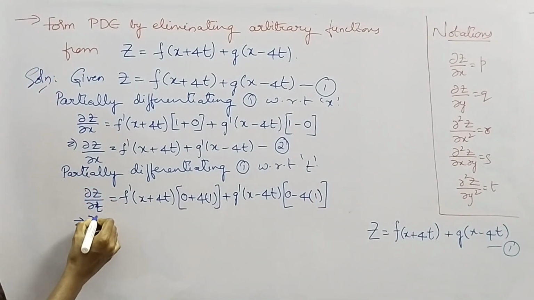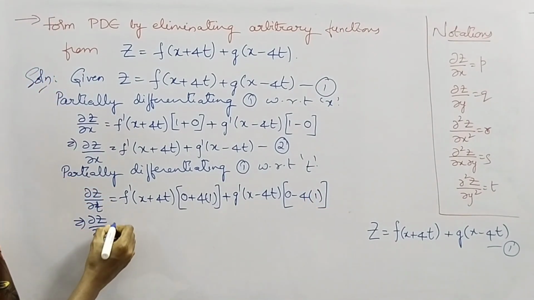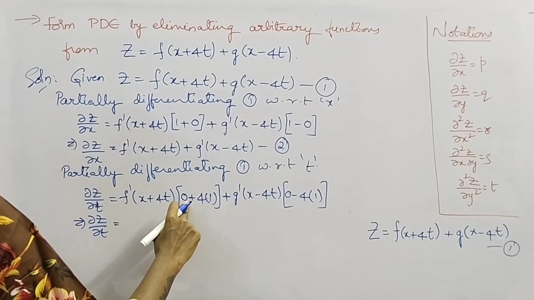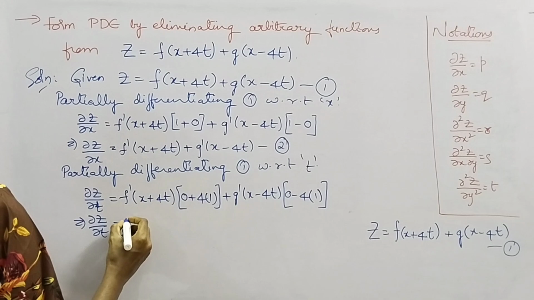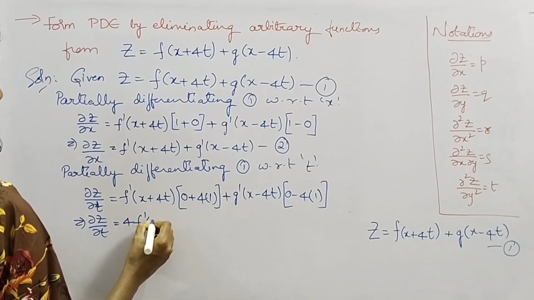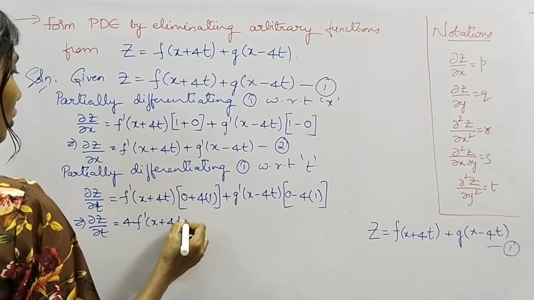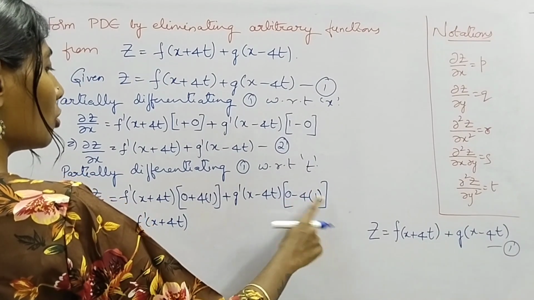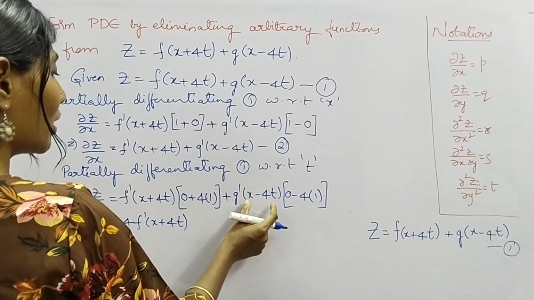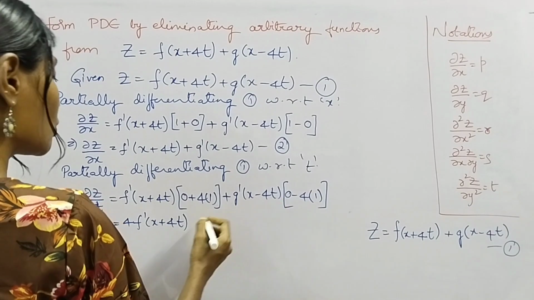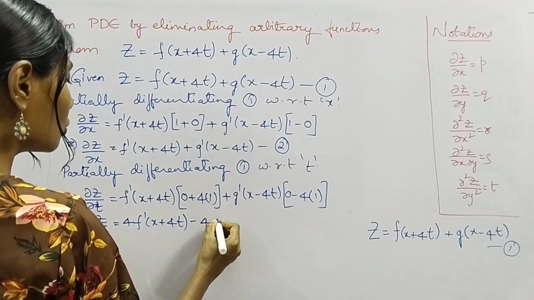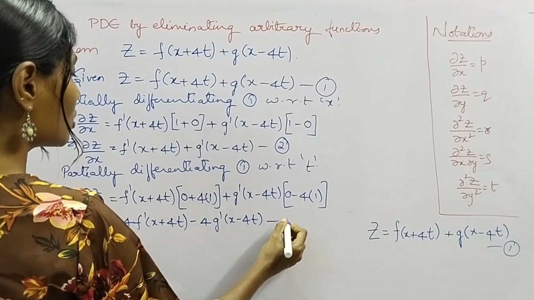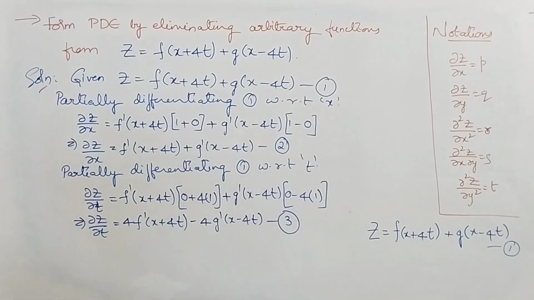This gives us dou z by dou t equal to 4 into 1 is 4, 4 plus 0 is 4, so 4 into f dash of x plus 4t. Then 0, 4 into 1 is 4, 0 minus 4 is minus 4, so minus 4 into g dash of x minus 4t. Consider this equation as equation number 3.